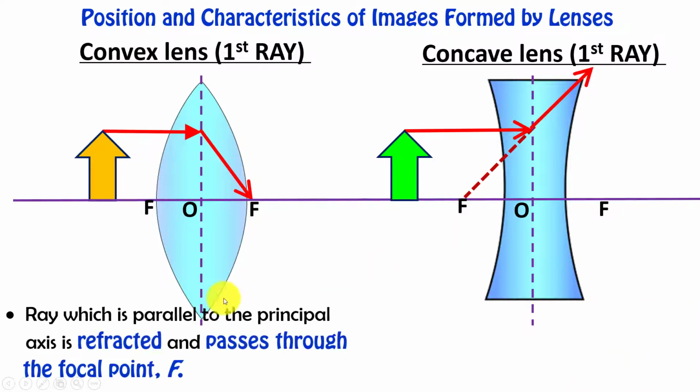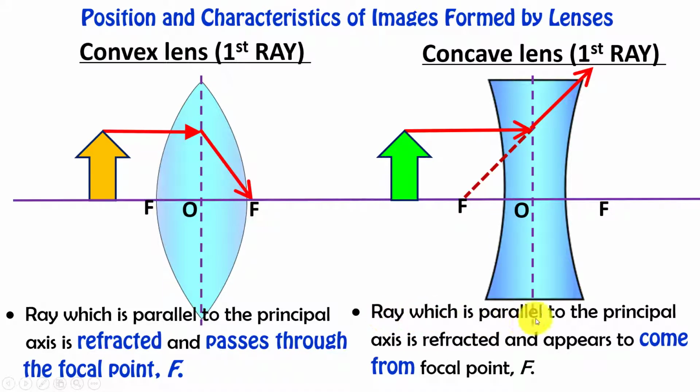Let's see the explanation. The ray which is parallel to the principal axis is refracted and passes through the focal point. Let's see the concave. A ray parallel to the principal axis is refracted and appears to come from the focal point. So the different word is come from; just now it was passing through. So this one is the difference between the convex and concave first ray.